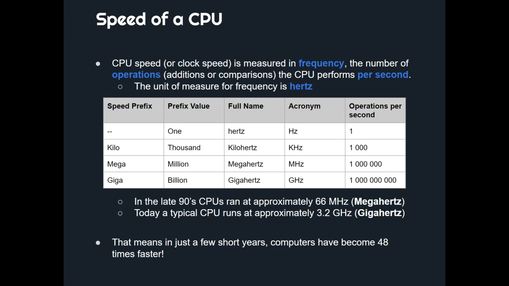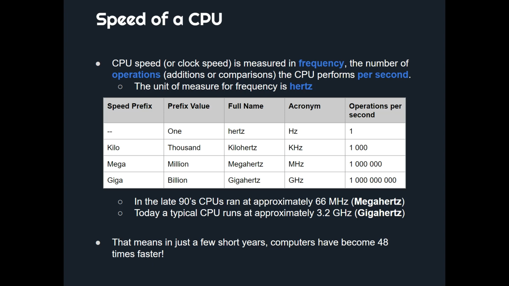So that means if something has a frequency of a gigahertz, it performs 1 billion operations per second, 1 billion additions or comparisons. That seems like a lot, and it really is, except it's working with very small points of data, bits, those ones and zeros. So as much as it seems big, we still need to be able to do as much of that as possible.